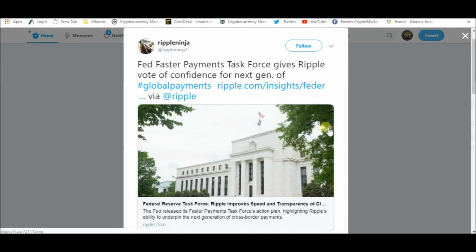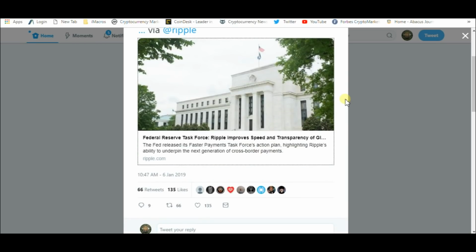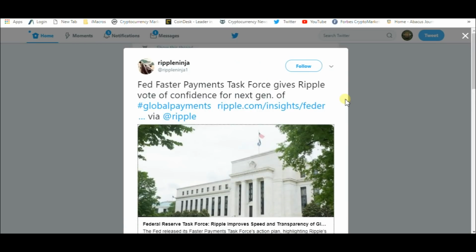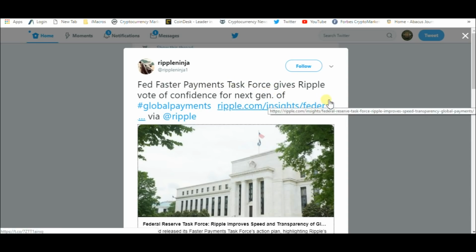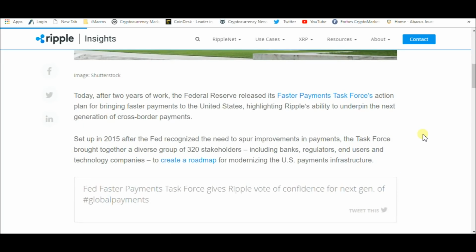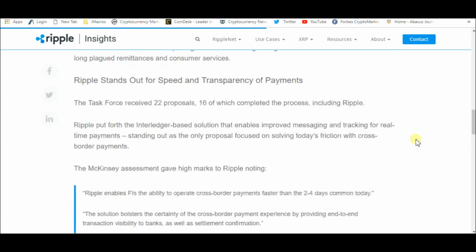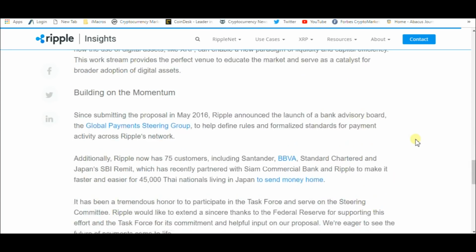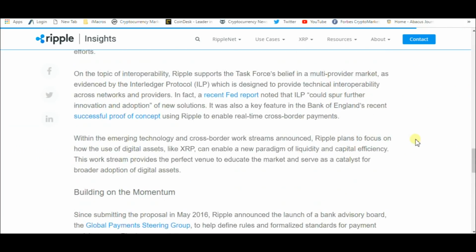Moving along, this came out a couple of days ago, but I missed it. It came from Ripple Ninja 1: Fed Faster Payments Task Force gives Ripple vote of confidence for next gen. And this is from Ripple Insights, saying more or less that they were involved. Ripple's been involved in the Faster Payments Task Force for a couple of years, since 2015. And this is what I wanted to read to you.